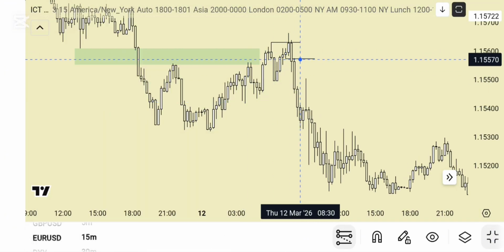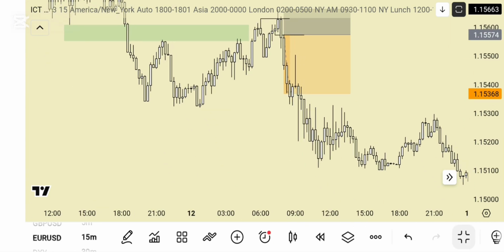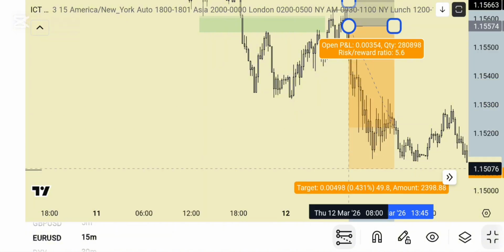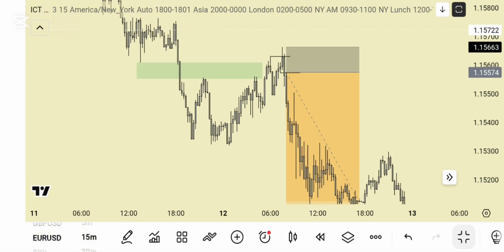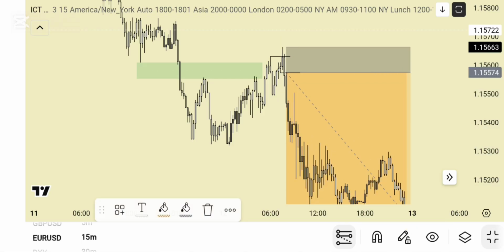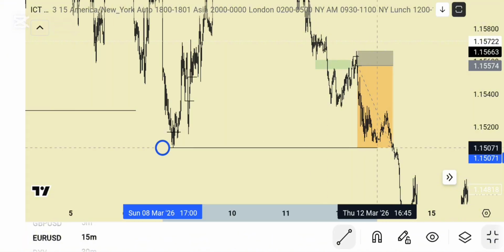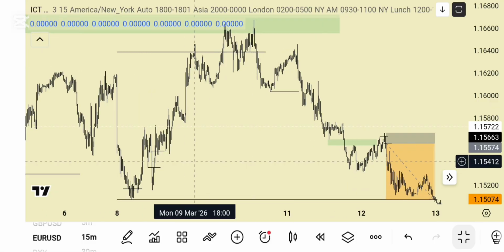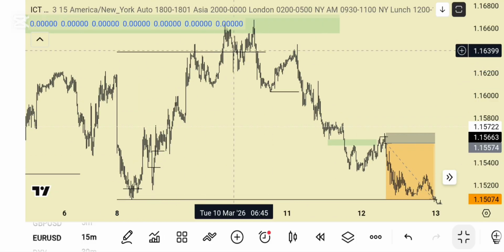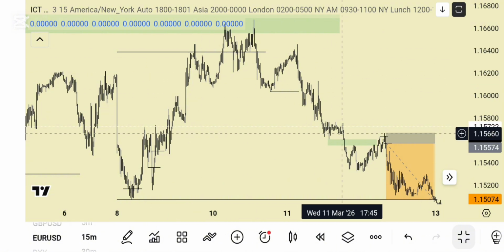Entry was here, and stop loss was a kind of above, right? Target was towards the previous day's low, which was absolutely completed, right? The real daily range has been completed. Previous day's low. So you can see that we actually explained the sell setup, the sell setup. We actually gave you all the explanation.